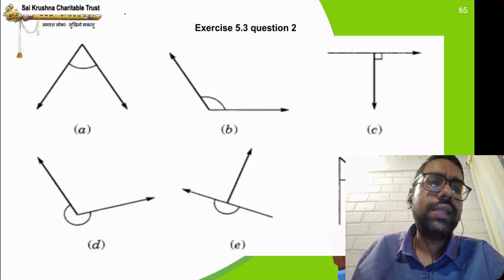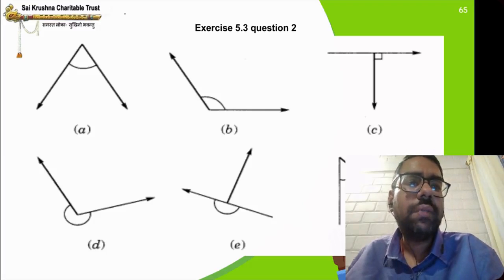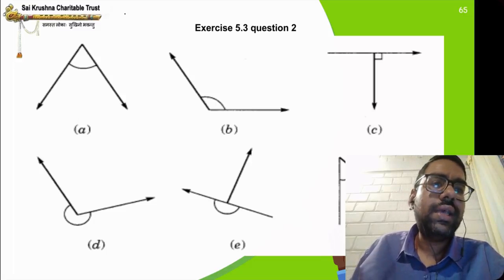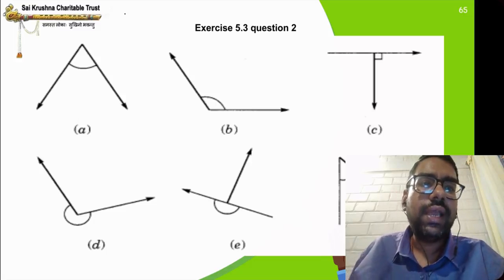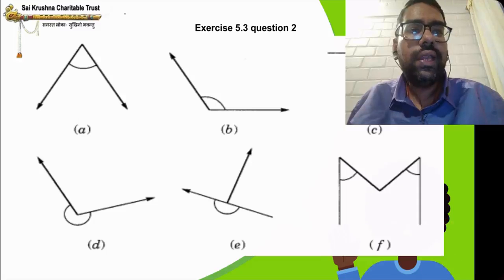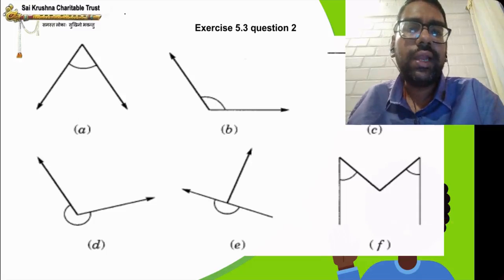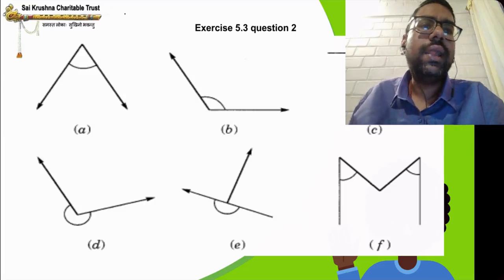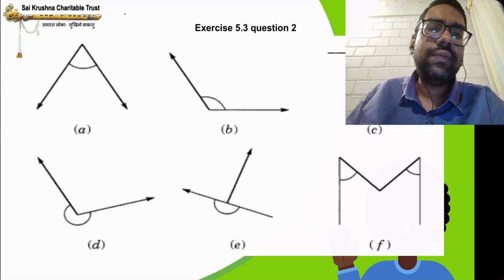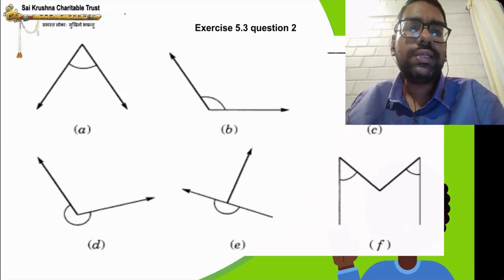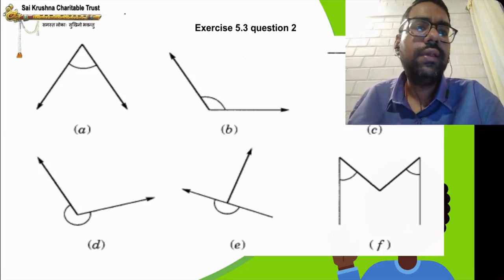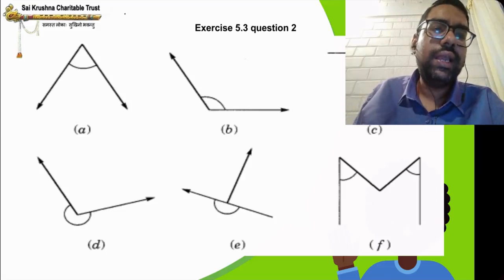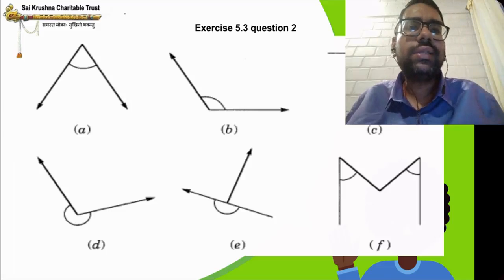C, in figure C, you find that an L shape is coming. L shape means it is 90 degrees, or a right angle. C is a right angle. D, looking at the figure you can make out that the angle is greater than 180 degrees and less than 360 degrees, so that is a reflex angle. E is a straight angle. It is 180 degrees. F, again, we can find that the angles are less than 90 degrees, so it is called an acute angle.